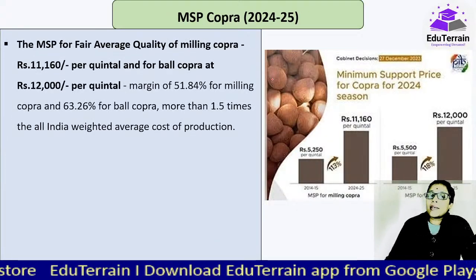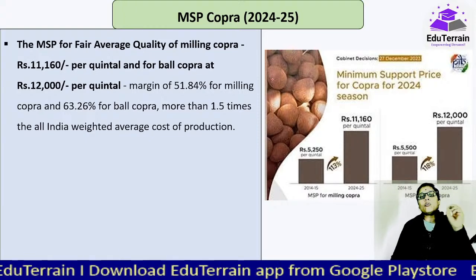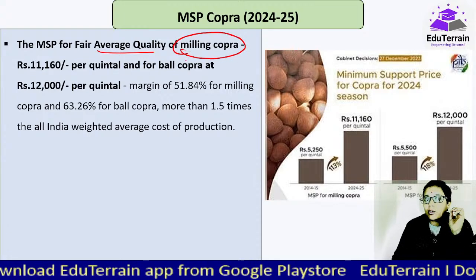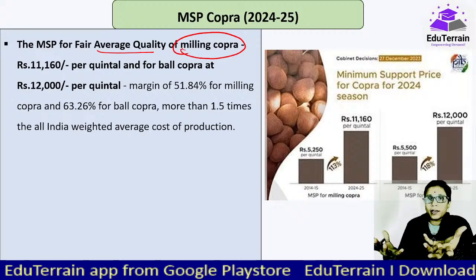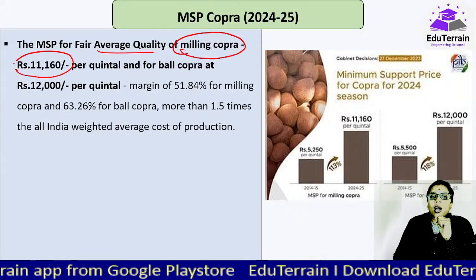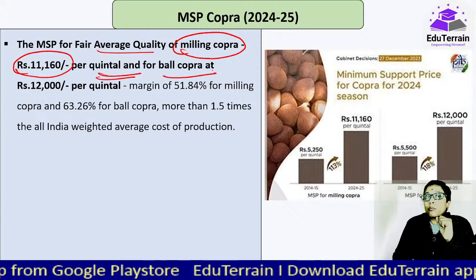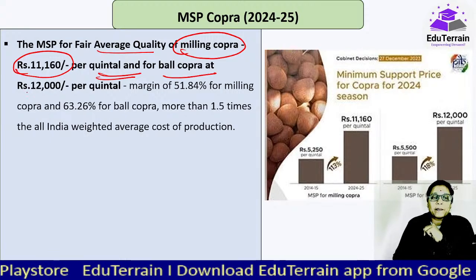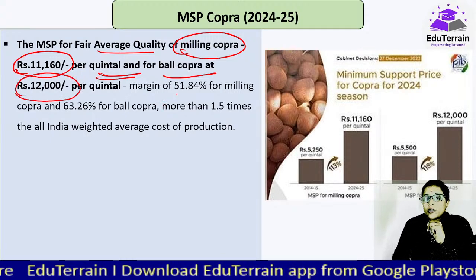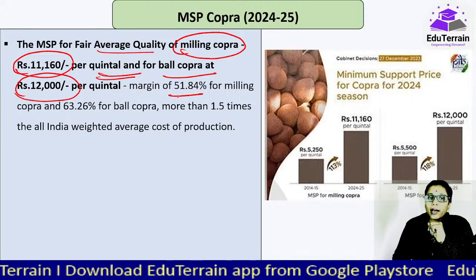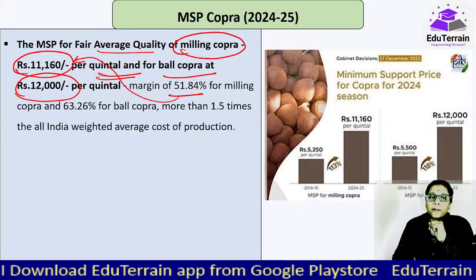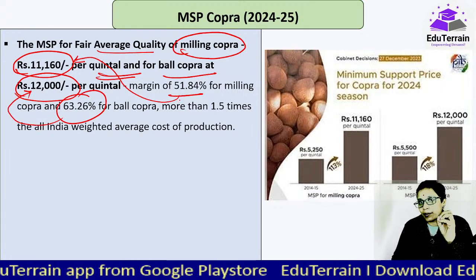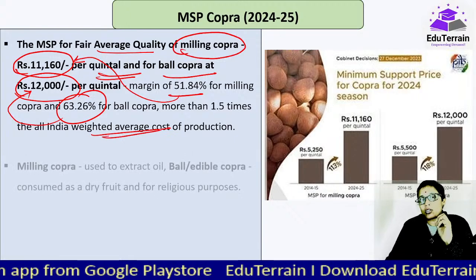Next comes the MSP of copra. In copra there are two qualities. One, the fair and average quality of milling copra, that is cut into half, two pieces, which is 11,160 per quintal. And ball copra, here in North India ball copra is found a lot, in South India milling copra is found a lot. It is at 12,000 per quintal, with a margin of 51.8584% for milling copra and 63.26% for ball copra, which is again more than 1.5 times the all India weighted average of cost of production.